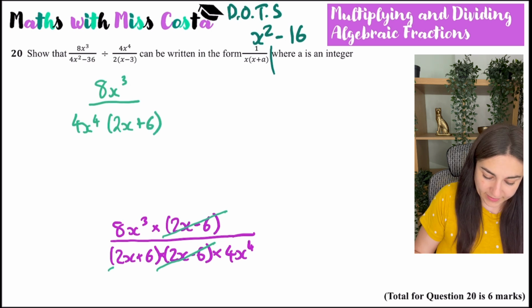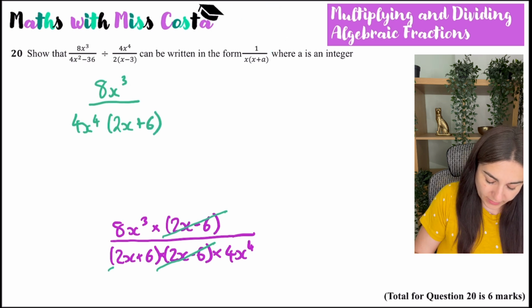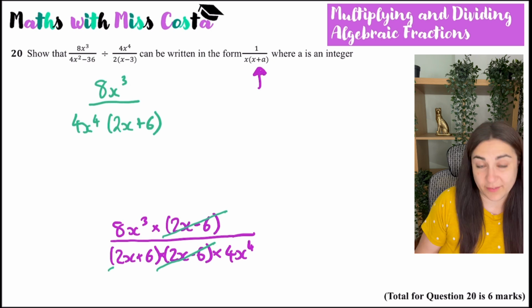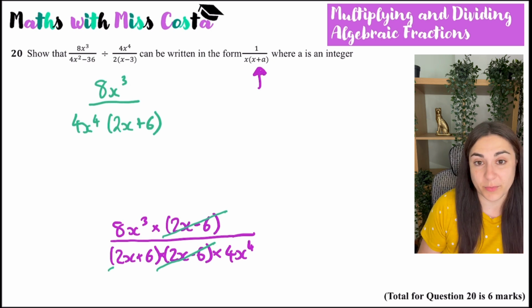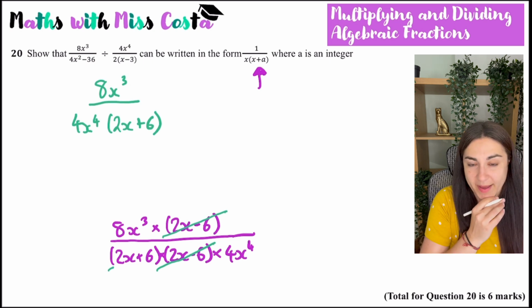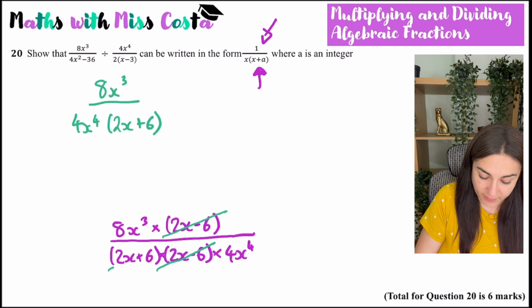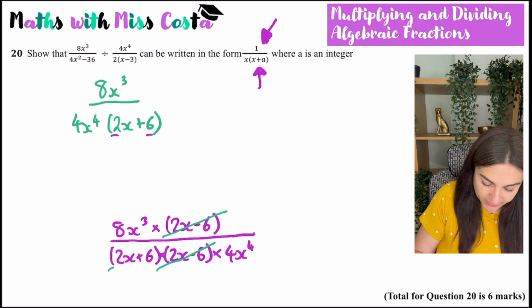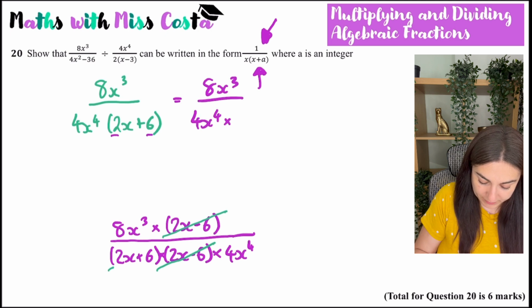Now, there is a little bit of a hint over here. I know that I'm going to eventually divide, I want my numerator to be divided by 8x cubed. Because I want it to be 1, the only way to get 1 is to divide 8x cubed by 8x cubed. So I could take out a multiple of 2 from the bracket. That could become 8x cubed divided by 4x to the power 4 times by, if I take out 2 out of the bracket, I'd be left with x plus 3.